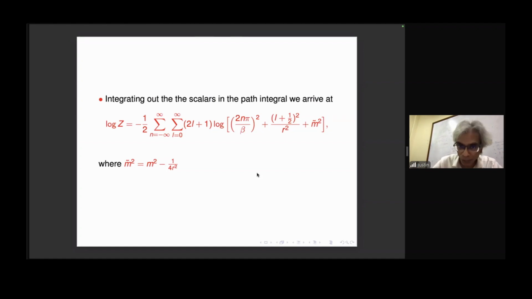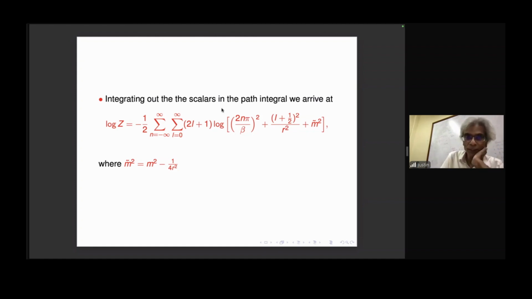So I'll try to break this down in steps. If you look at the action of a massive scalar, it is basically the Laplacian plus the mass squared, now on S1 times S2. When you do this integral, the log determinant becomes the sum of the log of the eigenvalues of the Laplacian. Because it's S1, in the S1 direction it's all the Kaluza-Klein modes, the Matsubara frequencies. On the sphere, the Laplacian eigenvalue is L(L+1)/R squared, which if you complete the square you can rewrite as (L plus half) whole squared by R squared. And this is the degeneracy of the modes on the sphere.